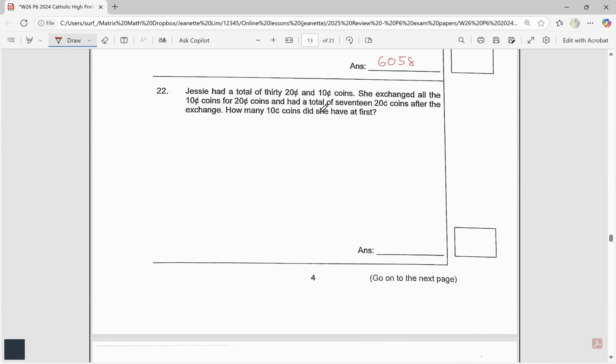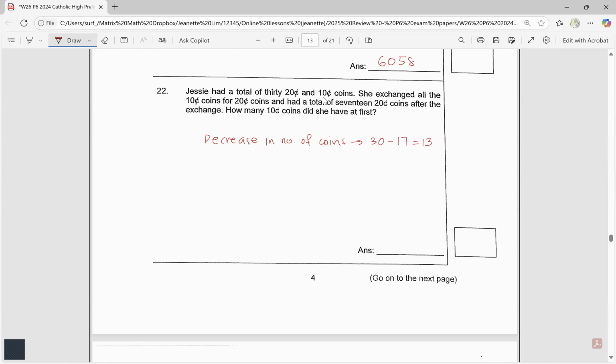Question 22, Jessie had a total of 30 20-cent and 10-cent coins. She exchanged all the 10-cent coins for 20-cent coins and had a total of 17 20-cent coins after the exchange. How many 10-cent coins did she have at first? Okay, so initially she had both types of coins. Then in the end, she only ended up with 20-cent coins. So in this exchange, there is a decrease in the number of coins. Let's find what's the decrease. Decrease in number of coins. From 30, it became 17.